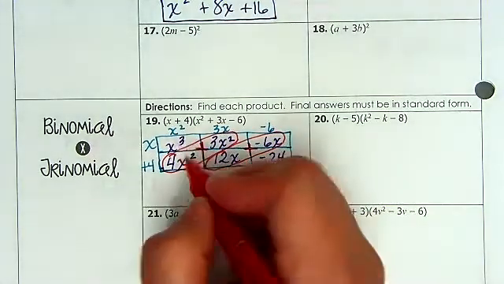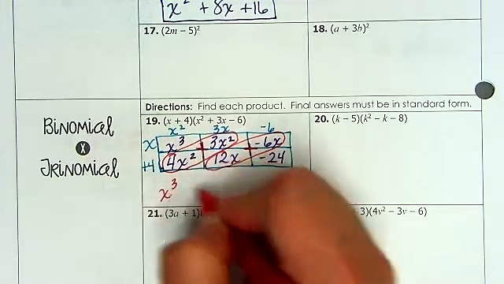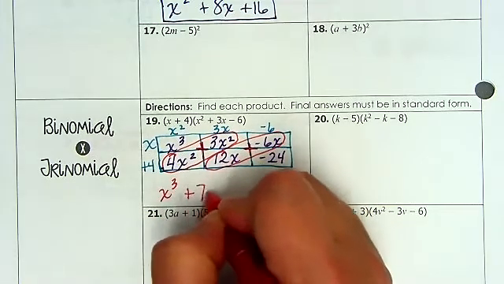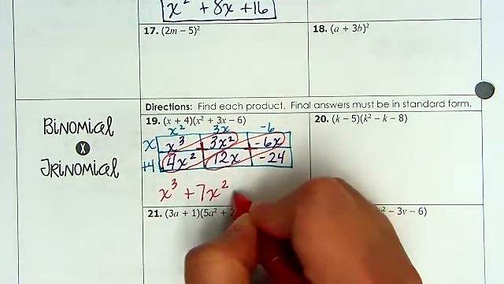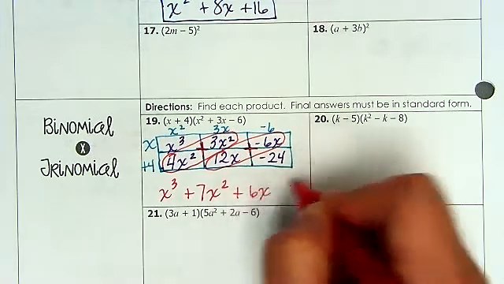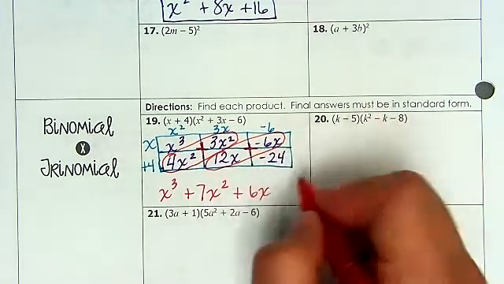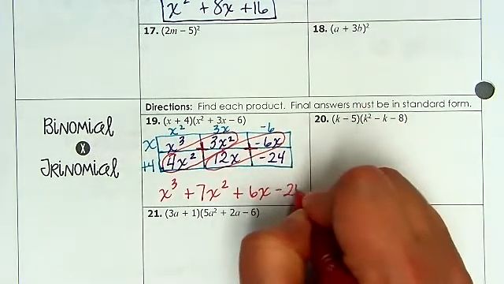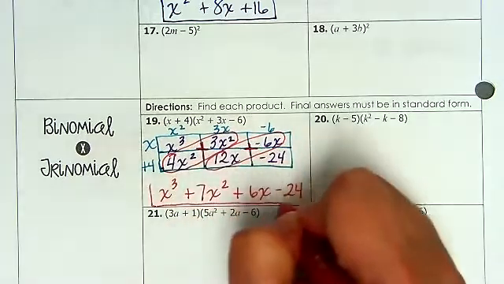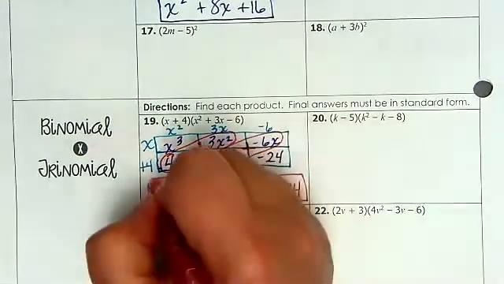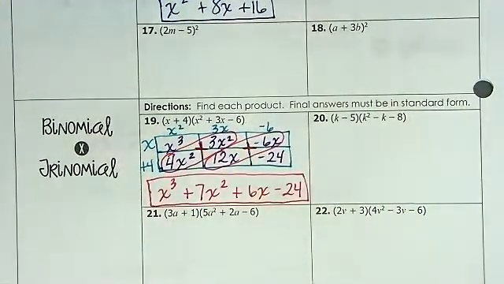So here we go. Let's write our standard form. So we have x to the third plus 7x squared plus 6x, because 12x minus 6x is 6x, minus 24. And there is my final answer in correct standard form.